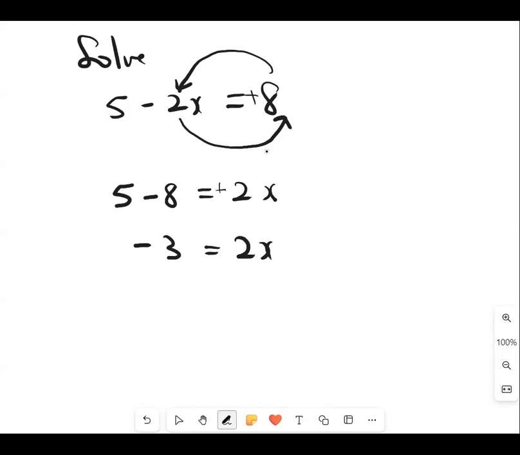The next step is divide throughout. Right? Take that 2 around and divide. We end up with minus 3 over 2 equal to x. And you can write that as x equals negative 1.5. Tell me if you're following all along. Yes, sir.